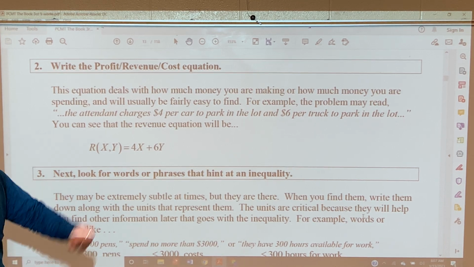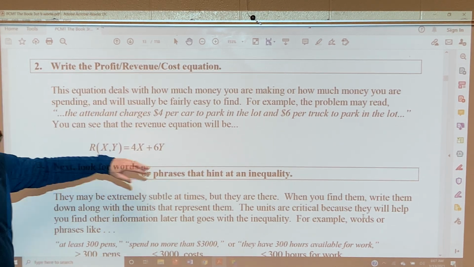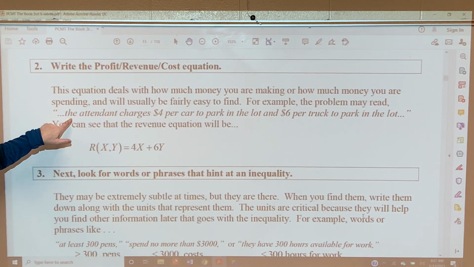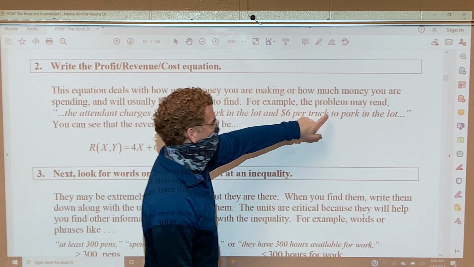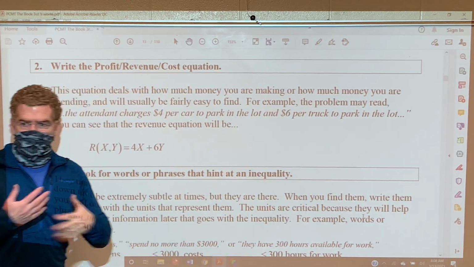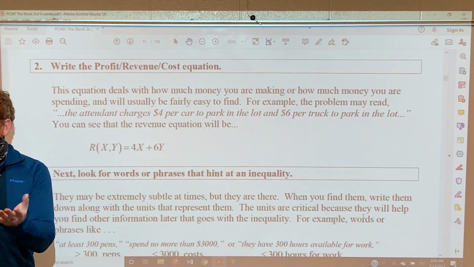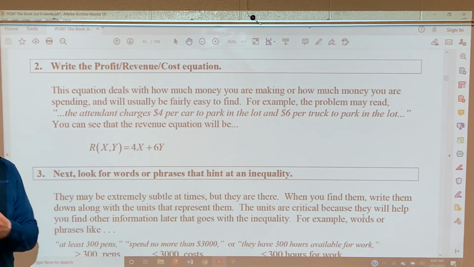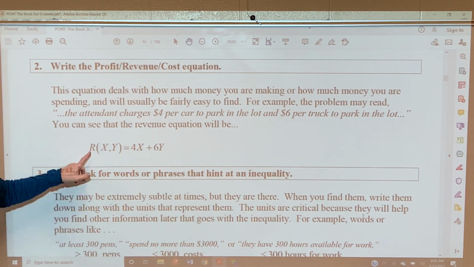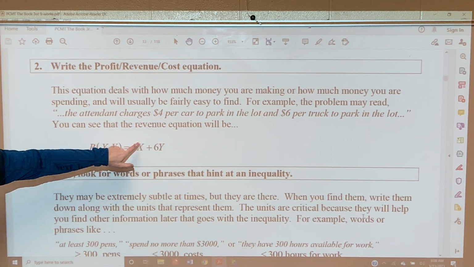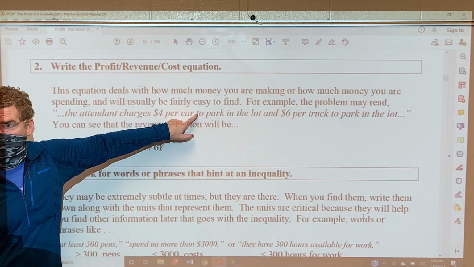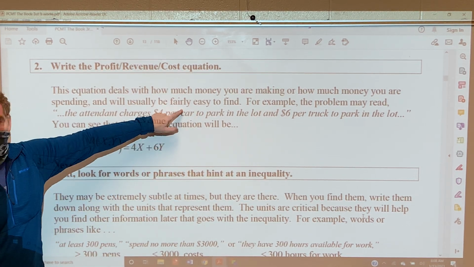All right, so once you identify that and write it down, here is an example. It says the attendant charges $4 per car and $6 per truck, right? So I'm trying to make money by charging people. I charge a little bit more for a truck because it takes maybe a little bit more space. So the revenue that I'm going to earn, the money I'm going to make, is $4 for each X, if X stood for car, and $6 for each Y.